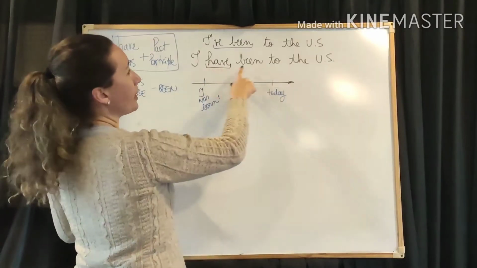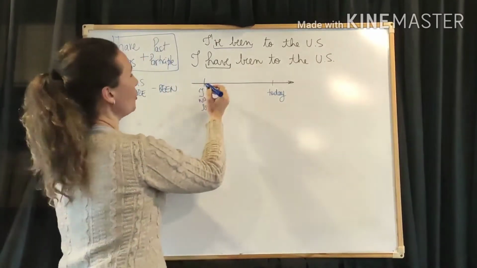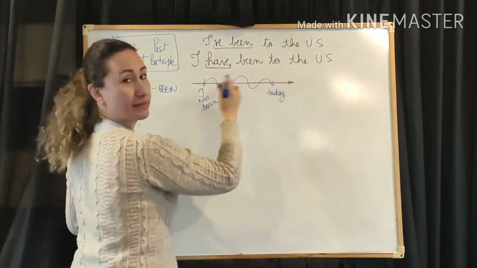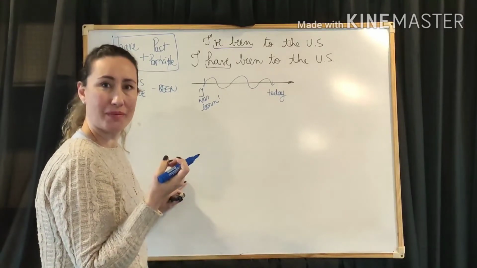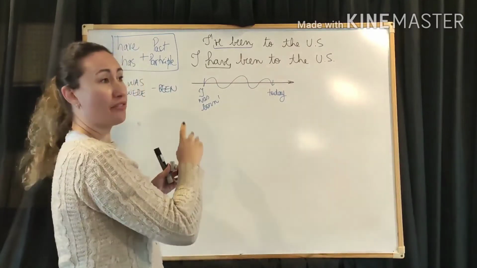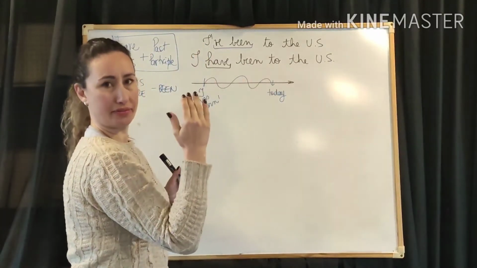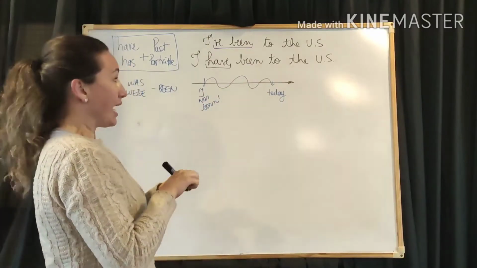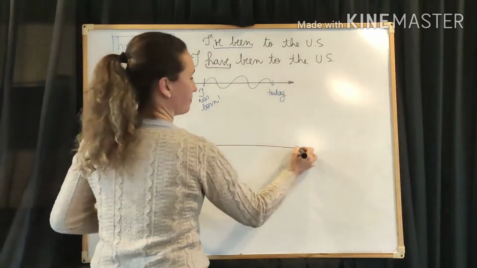Okay? So when I talk about this experience, I've been to the US, you don't know when. This is an open time. You cannot situate when. Okay? So what is the focus here? It's my experience. If I could continue this sentence, I would say, I've been to the US in my life. Okay? Now, I can talk about the same experience in a different way.